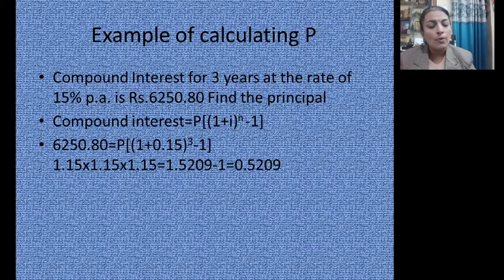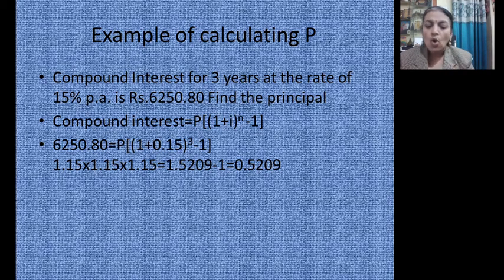How to do it? Compound interest. We are given 6250.80. That is given, is equal to P. We don't know, so we are keeping P as P only. And 1 plus I, that we know, 1 plus 0.15 raised to the power of n. That also we know, that is raised to the power of 3. Minus 1 we have to do.